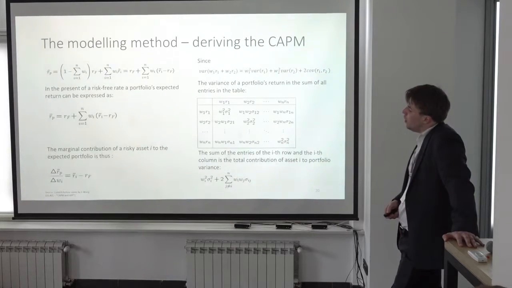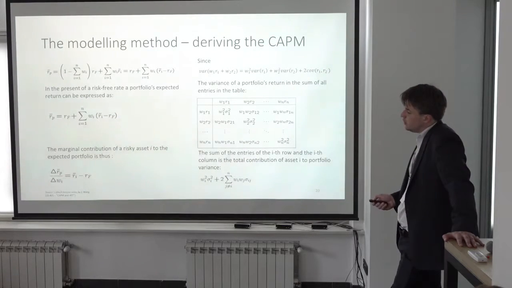Now, if you calculate the marginal contribution of a risky asset i to the expected portfolio return, what you would do is take the derivative with respect to Wi. Hopefully everyone knows what the derivative is. You're saying, if you change your Wi by a small amount, how does the return on your portfolio change? And this is the result.